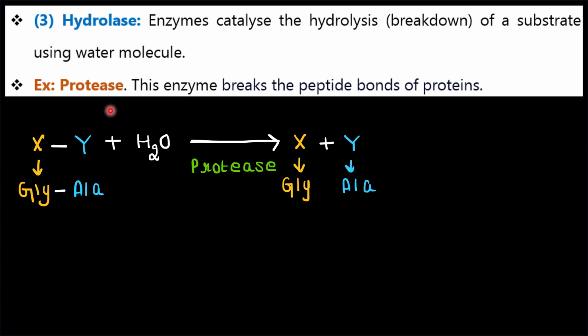The example is protease. This enzyme breaks the peptide bonds of proteins. So we can see that glycine and alanine are attached and the protease breaks down by using water molecule and the glycine and alanine are separated here.